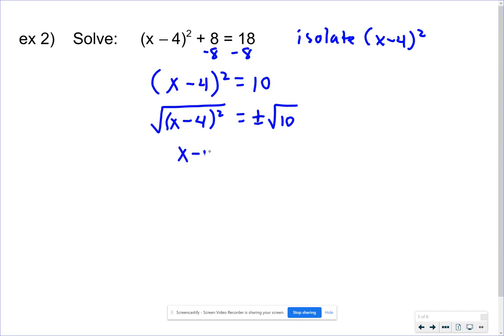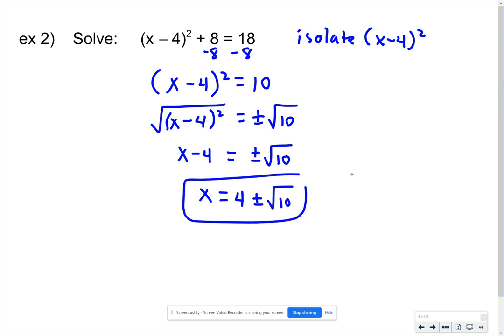Square root undoes the square. Square root of 10 does not simplify because the only factors of 10 are 2 and 5. So no perfect square factors. And we add 4 to both sides. Again, notice the location where we're putting the 4. 4 plus or minus the square root of 10. Or we could write it this way, plus or minus square root of 10 plus 4. But it has to be adding. It can't be multiplication. It's not 4 times the square root of 10. Right? Typically, we're going to leave it like that.